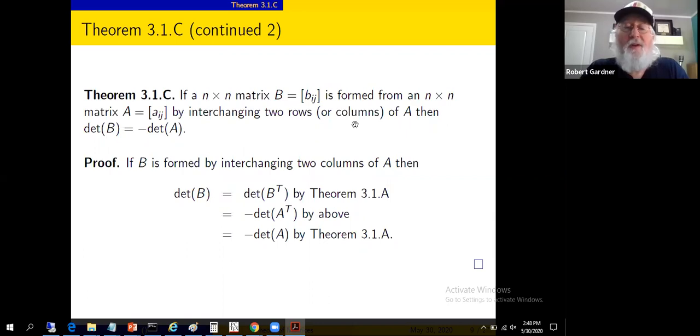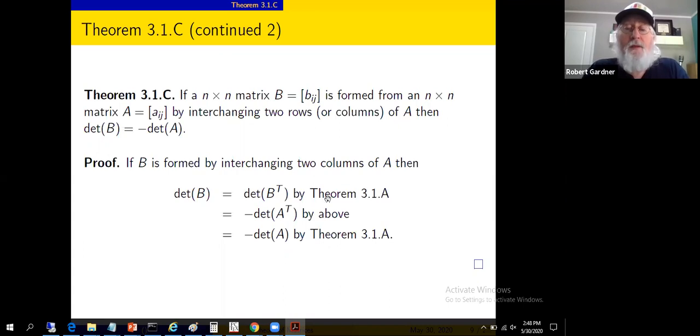Well, all right, fine. Let's take a transpose of B. That interchanges the rows and columns. If B is formed by interchanging two columns of A, the determinant of B is the determinant of B transpose. That's theorem 3.1.A, the first thing we showed with our definition.